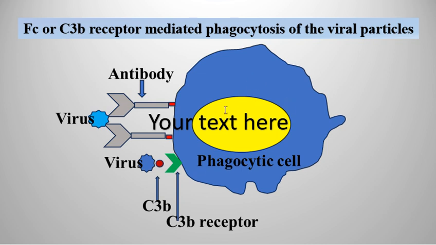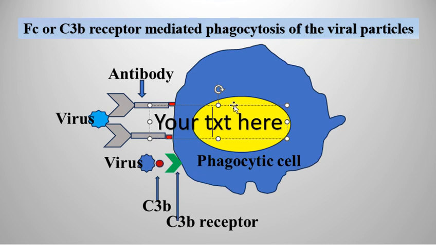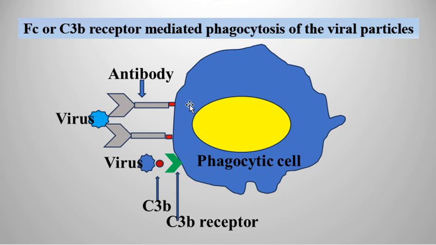And as you know, the phagocytic cells express receptors specific for antibodies. For example, this is Fc gamma R1, which is specific for IgG1, and Fc gamma R3, specific for IgG3. These bind, and this will help in phagocytosis of this virus. So this is antibody-dependent phagocytosis.